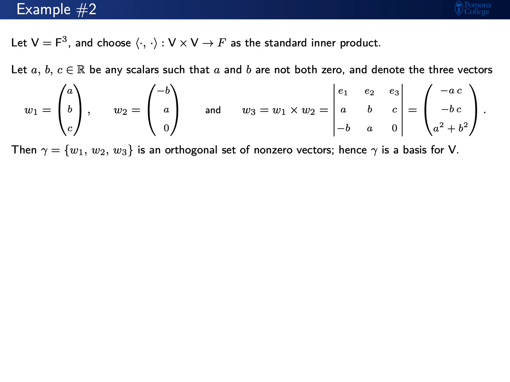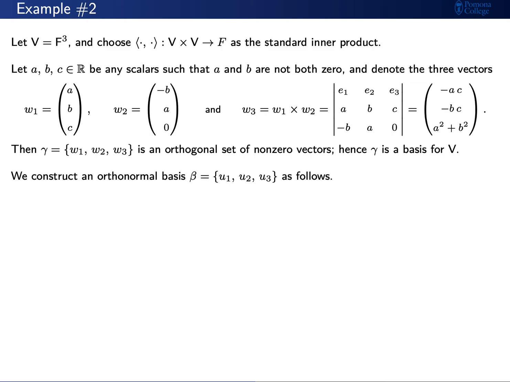We've chosen W1, W2, and W3 so that they are an orthogonal set of vectors. Hence, according to the previous proposition, they form a basis for our vector space. We'll try our best to construct an orthonormal basis beta. The way that we'll do this, of course, is by first constructing an orthogonal basis in terms of the V sub i's. Then we'll construct a normalized basis in terms of the U sub i's. According to the Gram-Schmidt process, we'll first start with V1 equal to our first vector, W1.